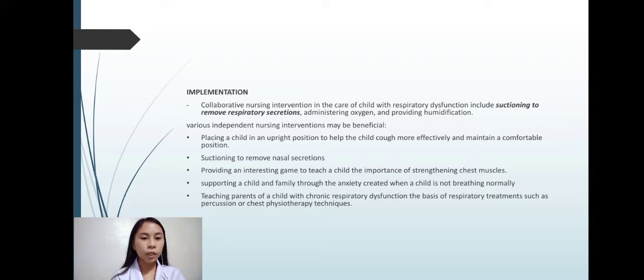And lastly, teaching the parents of a child with a chronic respiratory dysfunction the basics of respiratory treatments, such as precautions or chest physiotherapy techniques.